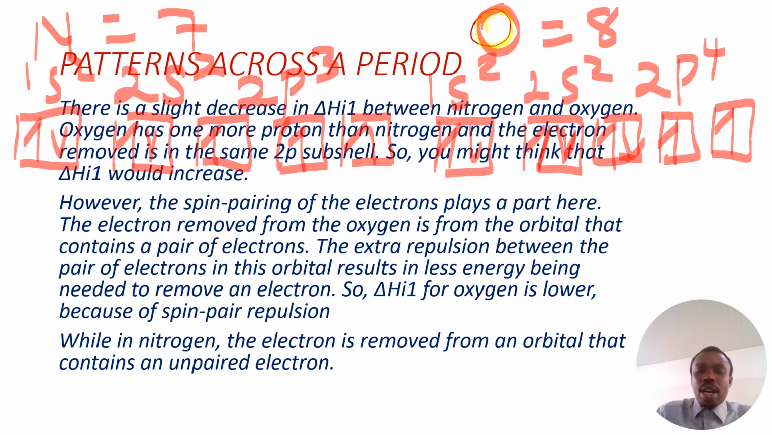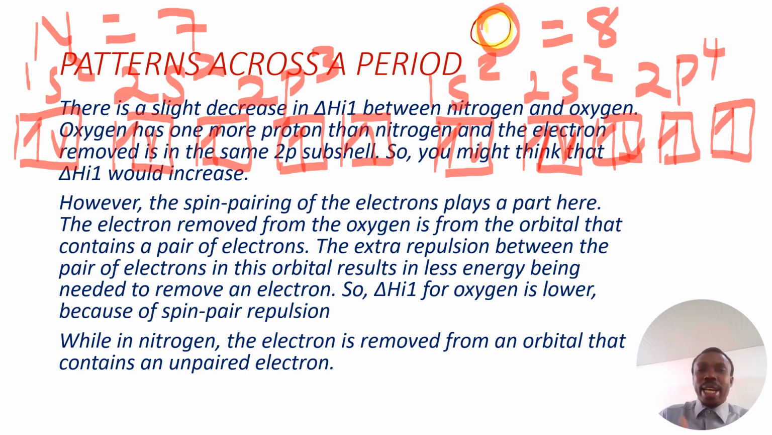In an orbital, electrons spin in opposite directions, and both electrons are negatively charged. So repulsion has taken place between the electrons. So the first electron is removed from a paired orbital where repulsion has taken place, so less energy is needed to remove the electron. So the first ionization energy of oxygen is lower.